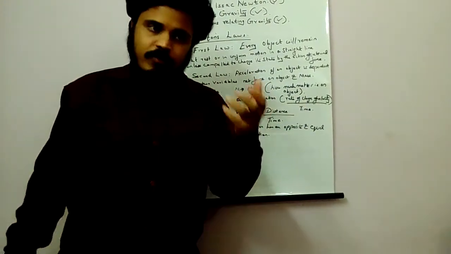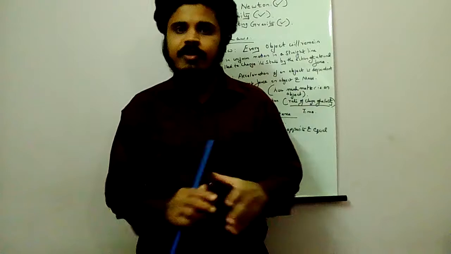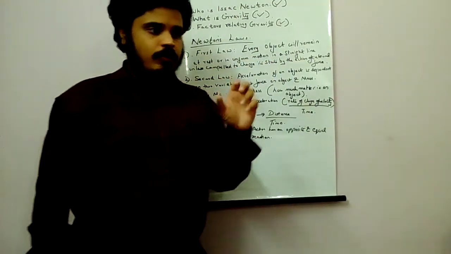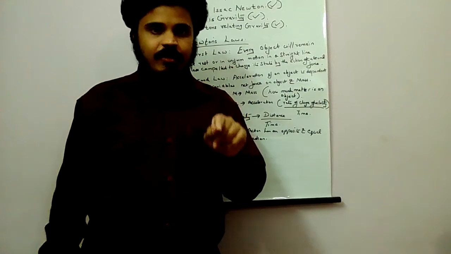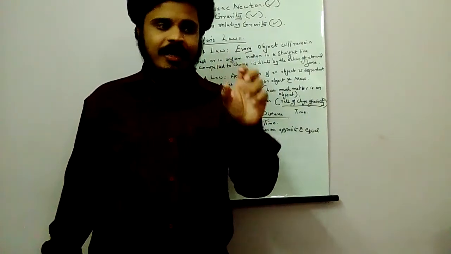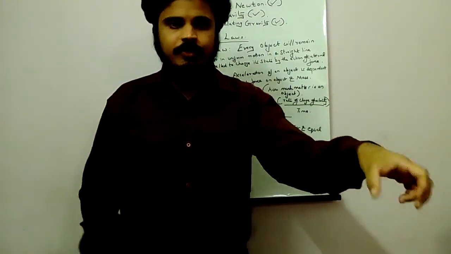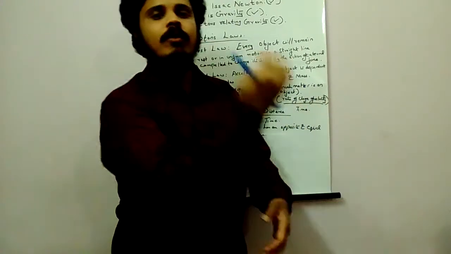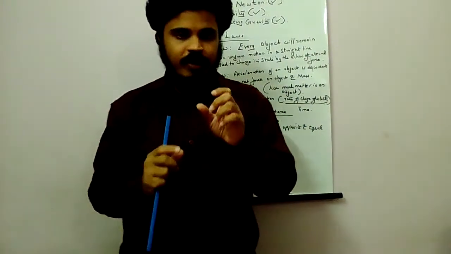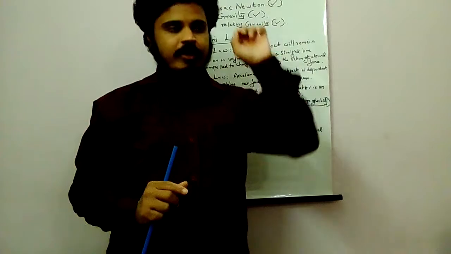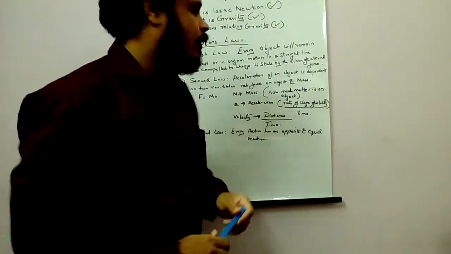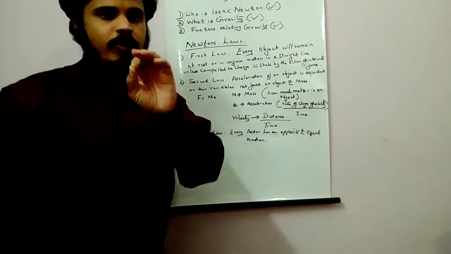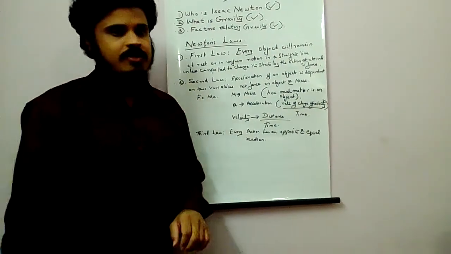As I already mentioned, gravity is the force of attraction between any two objects. So why does this ball fall onto the earth? Why does the earth not come towards the ball? We need to understand why this ball, when thrown, will fall onto the surface of the earth. Before that, we need to understand Newton's three laws.